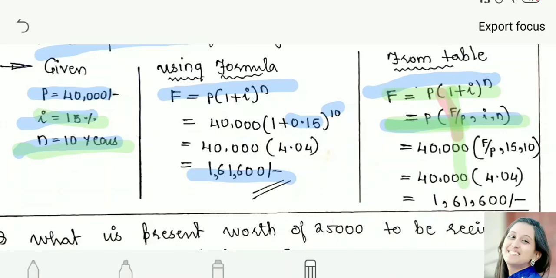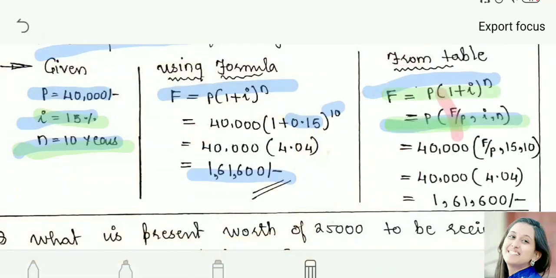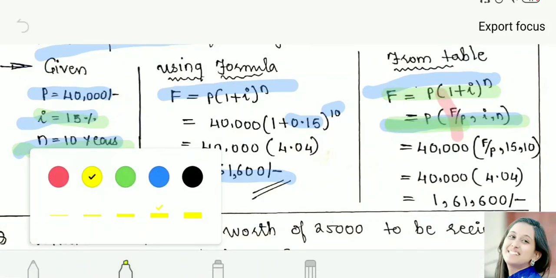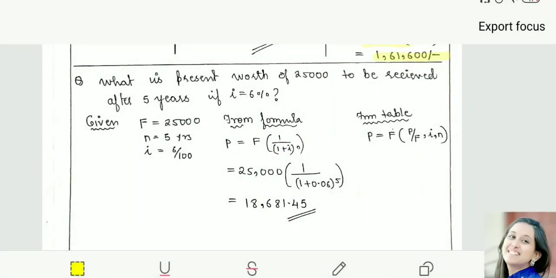Okay, so we'll check in the numerical problem how it is given. So did you see? So 40,000 is your present worth into 4.04, what we got from the table. You are multiplying it by 40,000, you will be getting 1,61,600. So hope you have understood how to use the table, right? Now we'll solve another few problems.